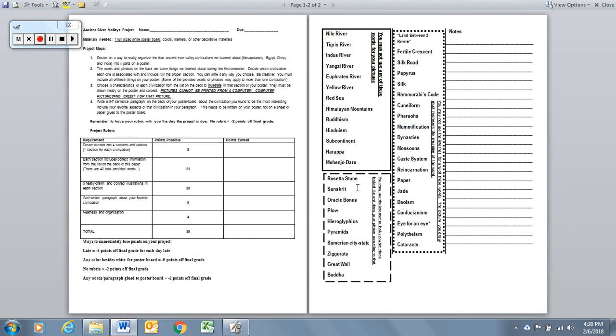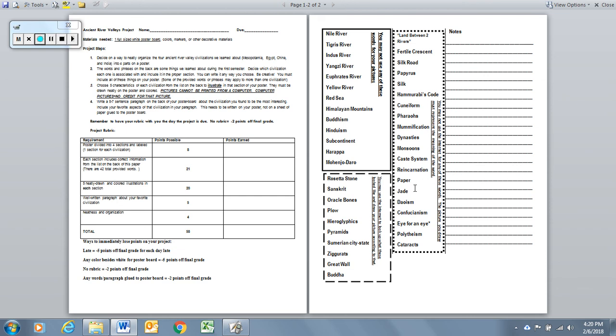So you can go to Google Images, type in Rosetta Stone, search, look at a picture of what the Rosetta Stone looks like, and then draw it in the section of the poster where it belongs. For any of these words, you may use the internet to see what it looks like. However, for this last box right here on the right, the real long box, you may not use the internet for any of these words. The picture you draw must represent the meaning of the word.